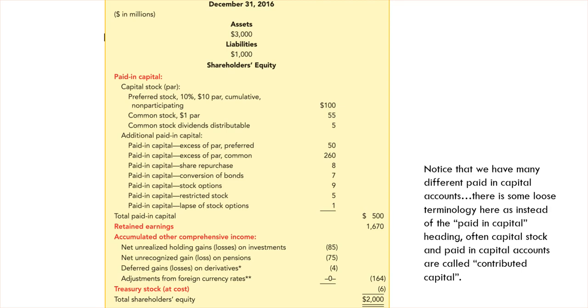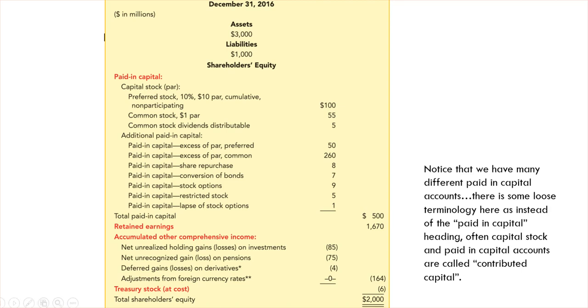Paid-in capital lapse of stock options means the stock options were out there, they were not exercised. When these stock options, which were formerly up in this account, are let to lapse or not acted upon within the time period where the option can be used, then we transfer the balance from paid-in capital stock options to this account, paid-in capital lapse of stock options. So they have a total here for paid-in capital. I would say this is a total for contributed capital.